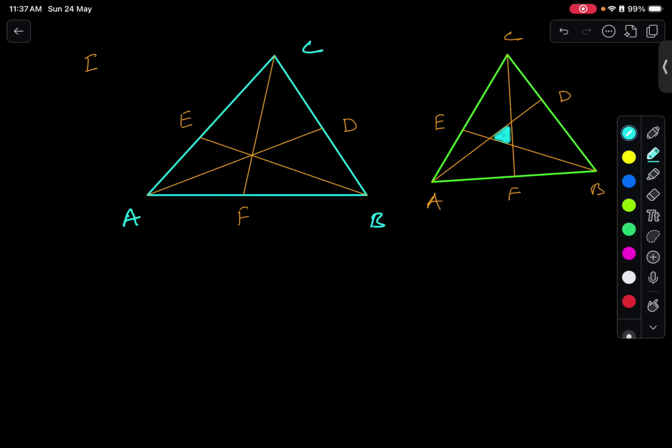But in this case, the Cevians divide the triangle into 1, 2, 3, 4, 5, 6 parts. So these 6 parts are there. But in the second situation, you can see 1, 2, 3, 4, 5, 6, and the 7th part, the small triangle, is there. So in the second part, we have to find the area of that smaller triangle when the ratios are given. And in the first portion, we will start with the first one.